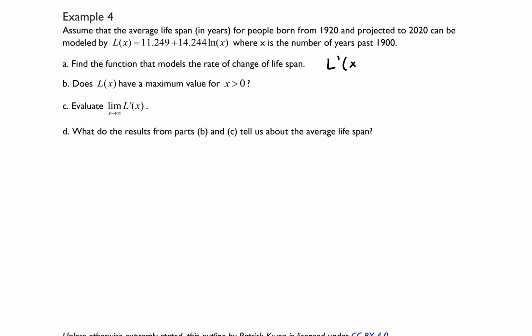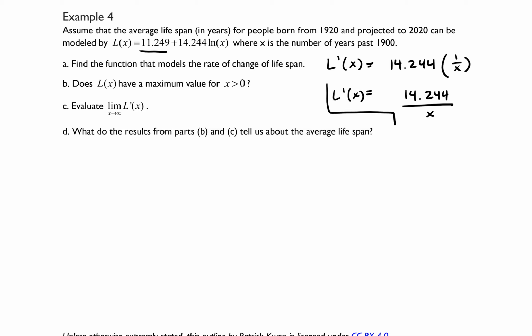So we want to find L prime of x, and that's going to be, this portion's a constant, so if we took the derivative of that, that's going to be 0. And then we have 14.244 times the derivative of the natural log of x, which is 1 over x. So that is just 14.244 over x. That is our derivative function.